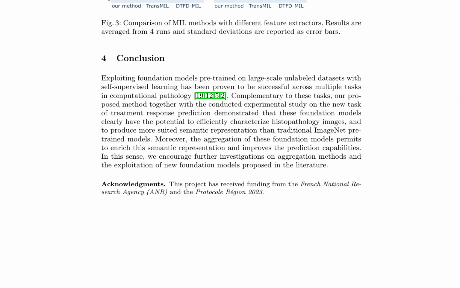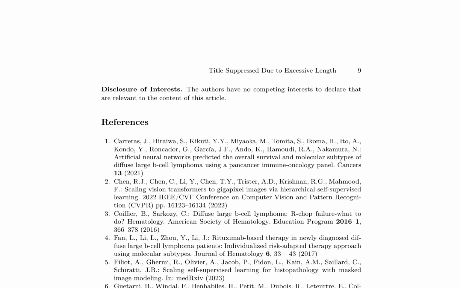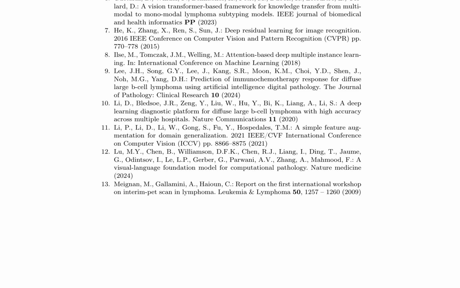computational pathology. The authors present a comprehensive review of existing literature on diffuse large B-cell lymphoma, DLBCL, emphasizing the importance of accurate diagnosis and treatment. They highlight the need for robust models that can predict patient outcomes, citing studies on the use of artificial neural networks, ANNs, for predicting overall survival and molecular subtypes of DLBCL. The review also covers the application of vision transformers for gigapixel image analysis, self-supervised learning frameworks for histopathology, and deep learning models for DLBCL diagnosis and prognosis.